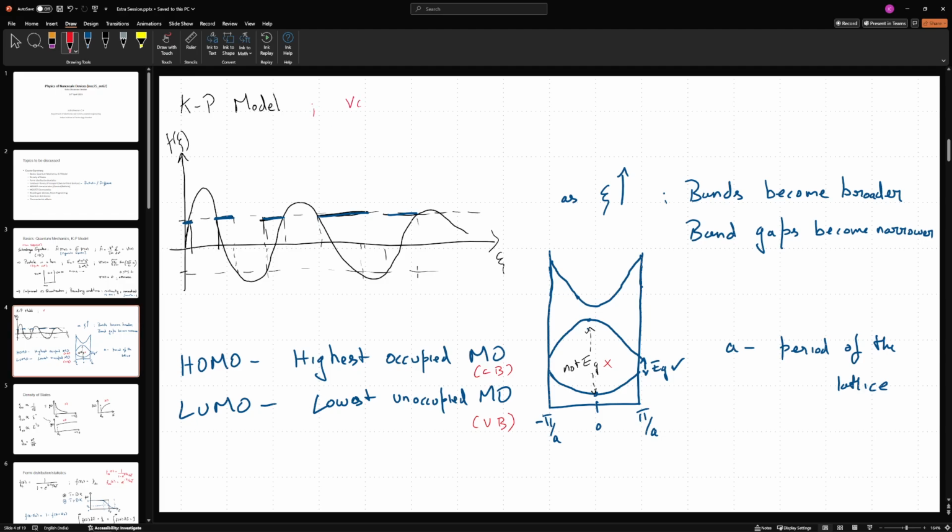We have V of x is equal to V of x plus a, and the potential is given by this.